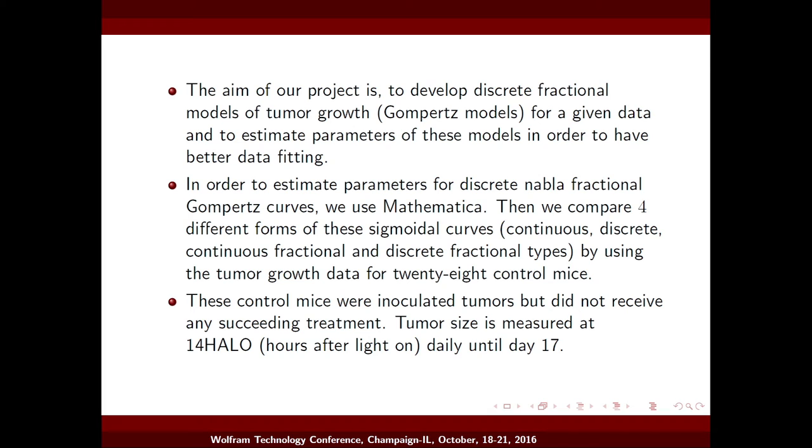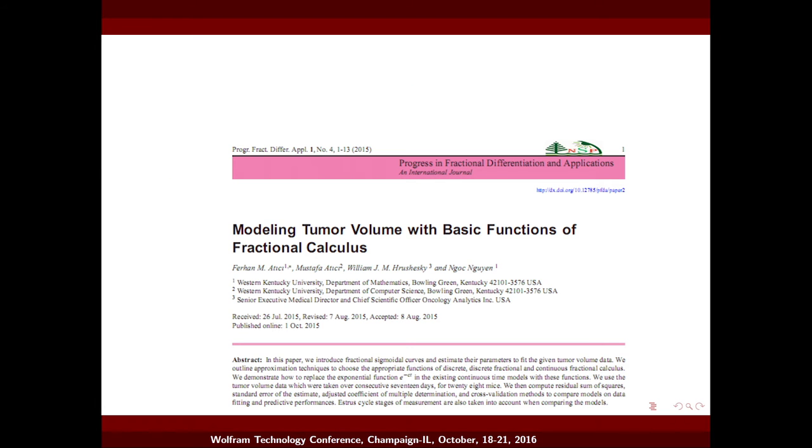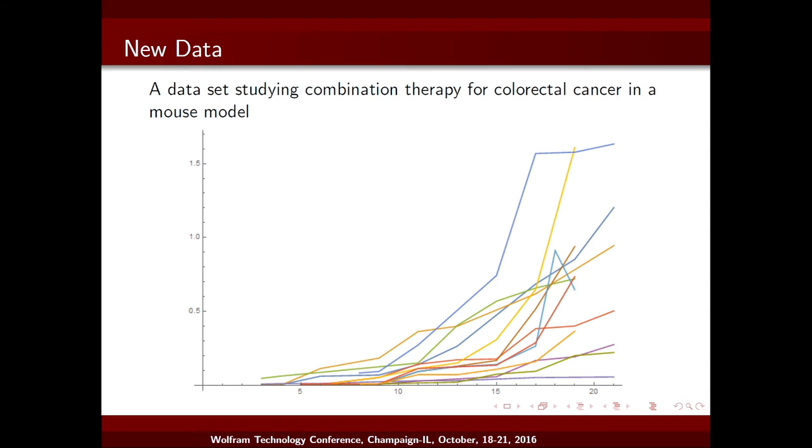We used the data collected from the mice that did not receive any treatment. Each data set includes 17 data points because data was collected for 17 days. We published our paper in Progress in Fractional Differential Equations and Applications. William Rashkirsky gave us the data, and we worked with a statistician in this paper.